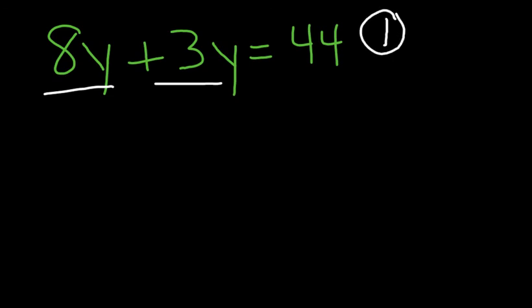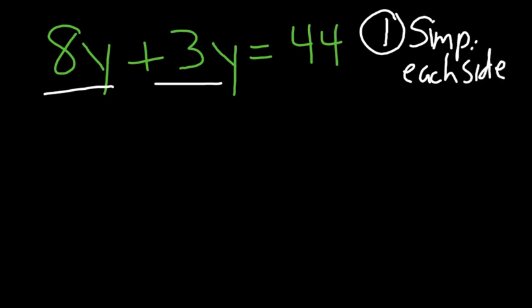The step ahead of them says simplify each side. So that means I'm going to look at this side when I have an equation and say, hey, is there anything that needs to be done over here? Do I need to add like terms? Do I need to use the distributive property? Is there anything I need to do first before I start solving? And in this case, yes, I need to do something first. I need to add them. They're like terms. So that makes me have 11y equals 44.